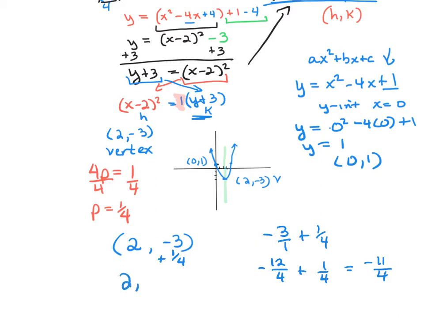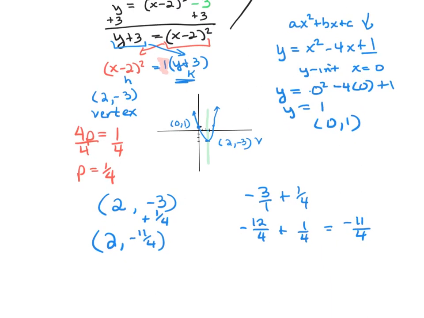So you can either keep it improper. Since we're graphing this, I'm actually going to make it a mixed number. So it's going to be negative 2 and 3/4. So this is your focus.